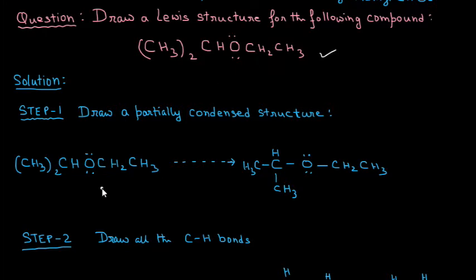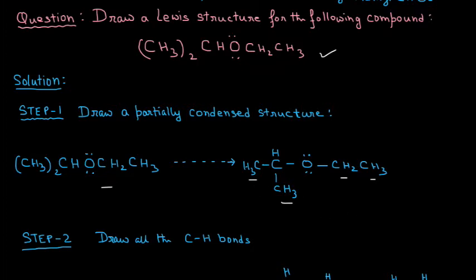So this structure can be written as this partially, where carbon and hydrogen bonds will not be shown explicitly. So we have not shown this, this, this. 1, 2, 3, 4 carbon and hydrogen bonds are not shown. That is the first step. So from the given question, draw a partially condensed structure.